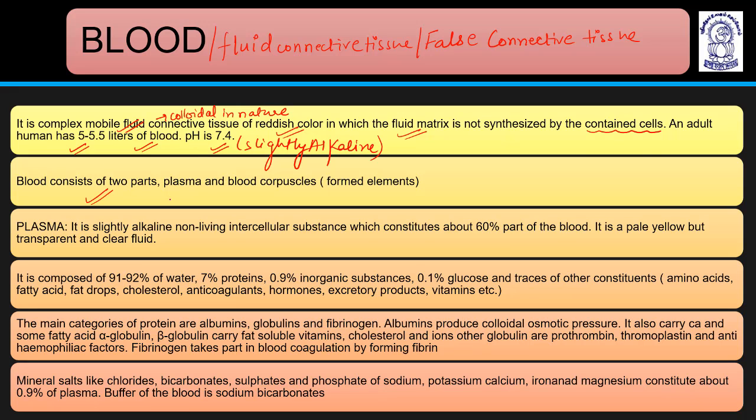Blood consists of two parts, plasma and blood corpuscles. Blood corpuscles are known as what? Formed elements. Okay, formed elements and plasma. Plasma is a slightly alkaline, non-living intercellular substance which constitutes about 60% of the blood. It is pale yellow, but transparent and clear fluid.